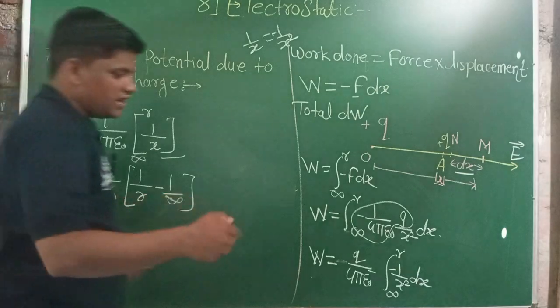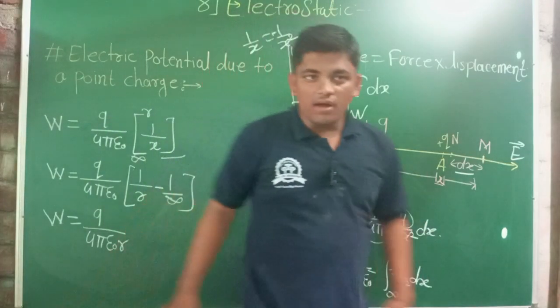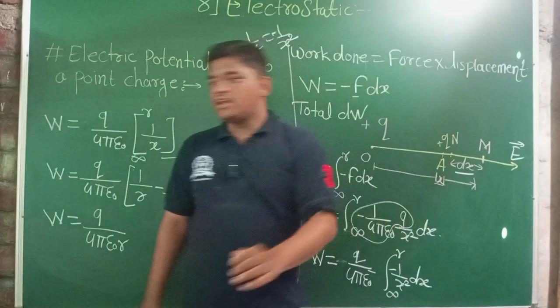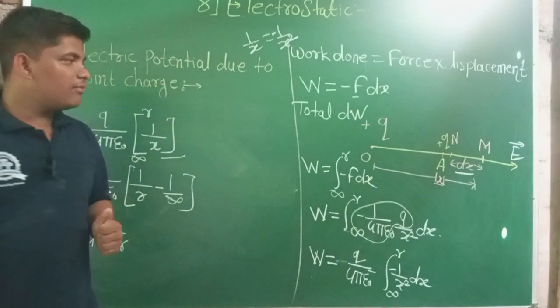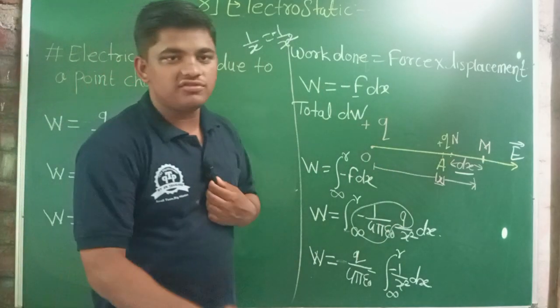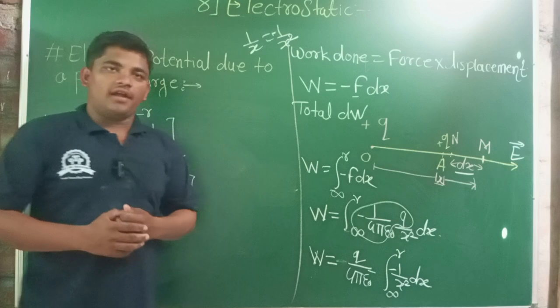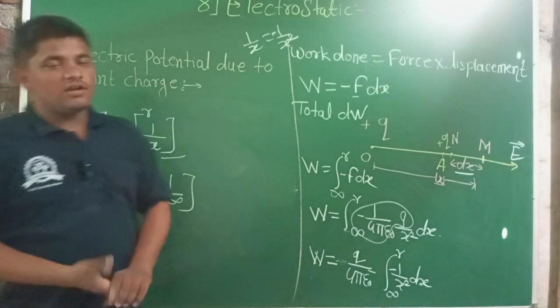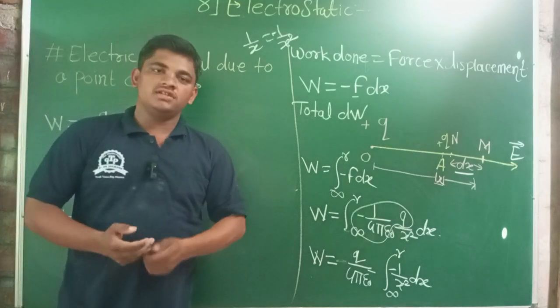One or two sentences I will say after the completion of this derivation: negative charges produce negative electric potential, and positive charges produce positive electric potential. Okay, we stop here, and the next concept will be discussed in the next lecture.